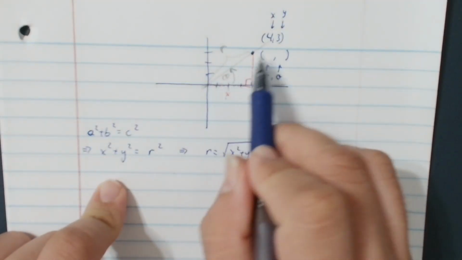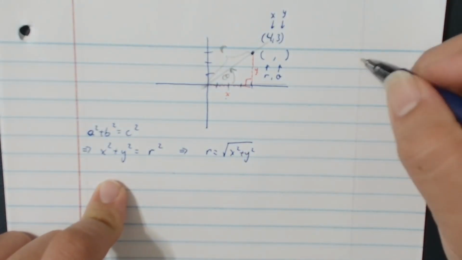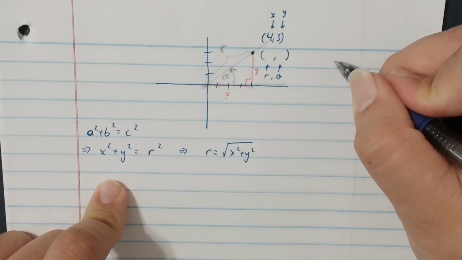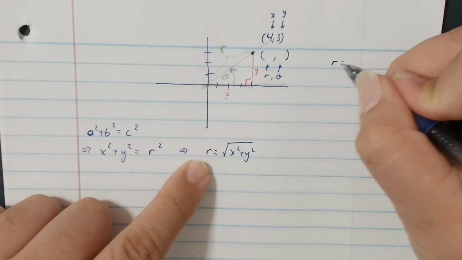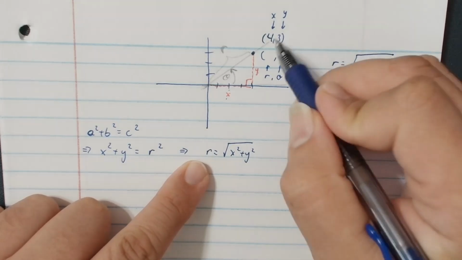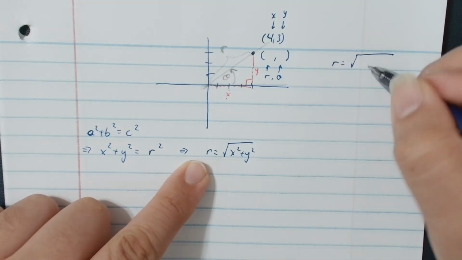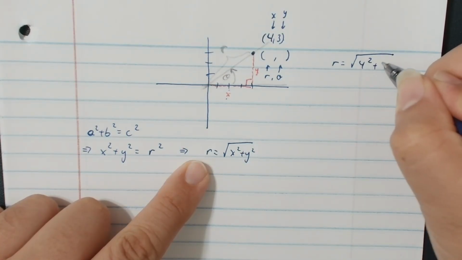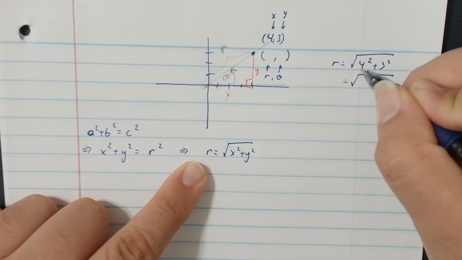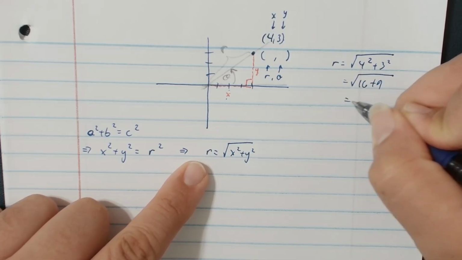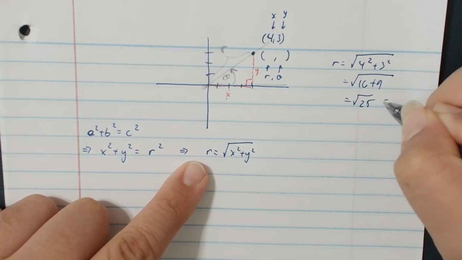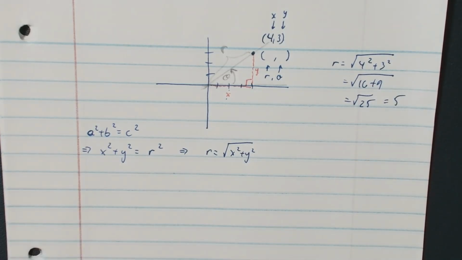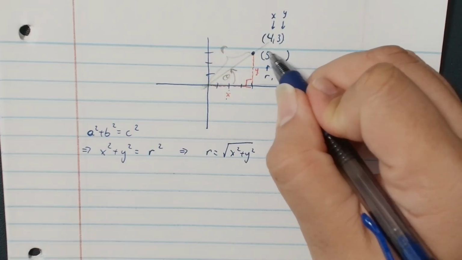So right here, I could actually do that with these numbers. For my particular example, my r, my distance, is going to be the square root of 4 squared plus 3 squared. Okay, that's 16 plus 9, that's 25. So the root of 25 is just 5. So here, our value r would be 5.